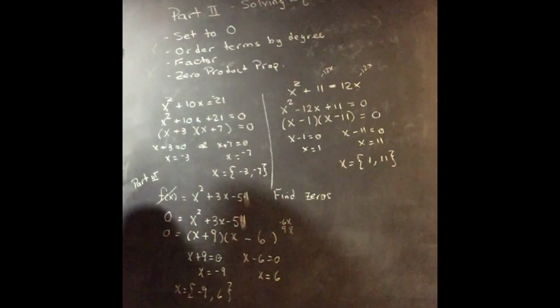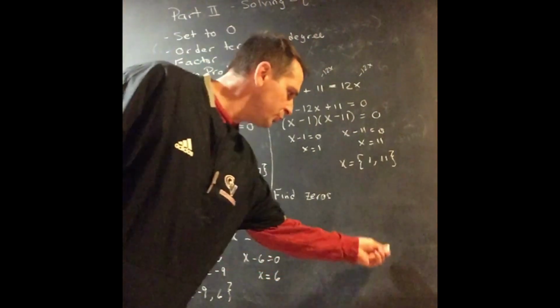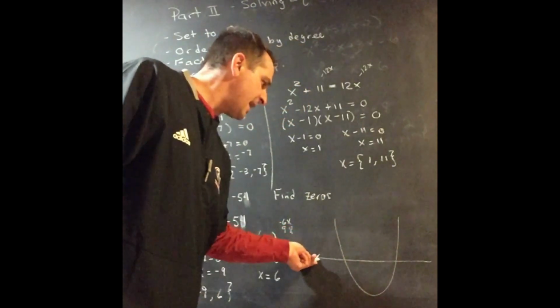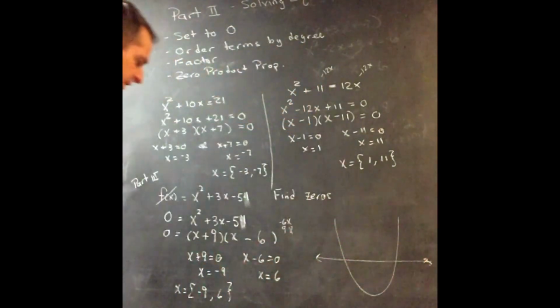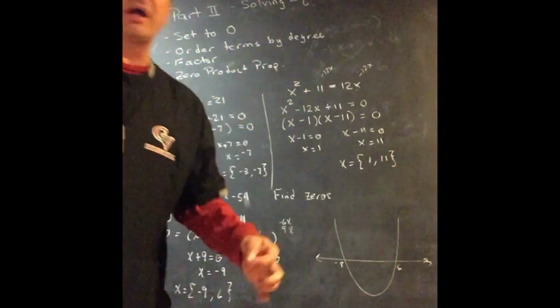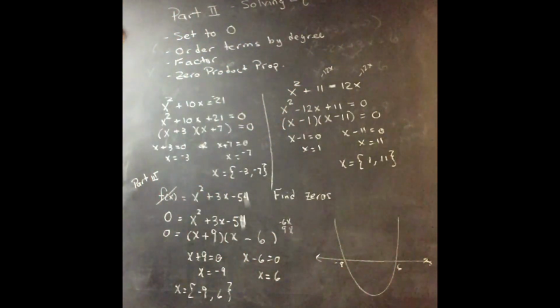And our zeros are important, especially as you move on in math, because that's going to tell you where the graph of these crosses the x-axis. We're going to cross the x-axis back here at negative 9 and over here at positive 6, and we'll be graphing these things very, very soon.